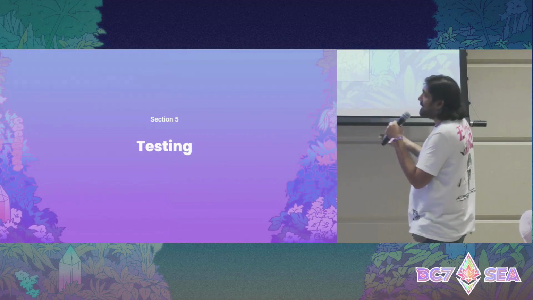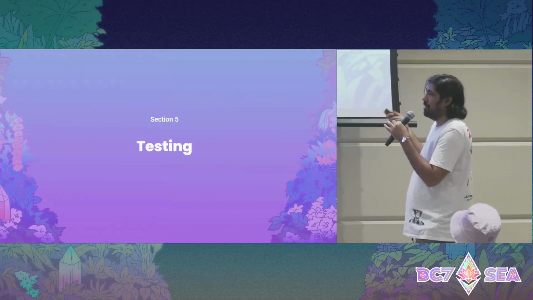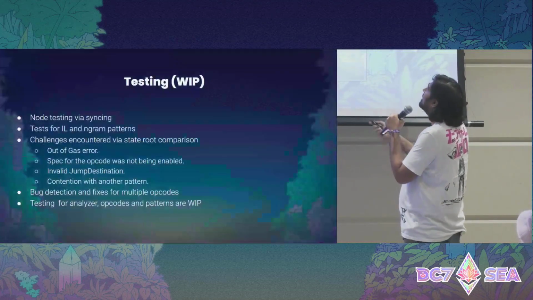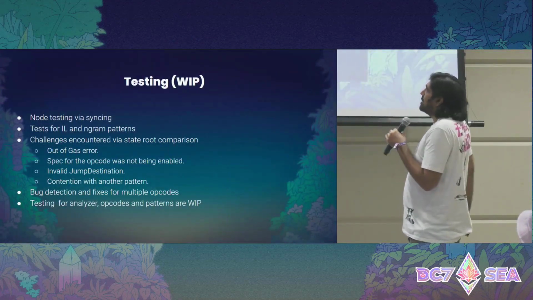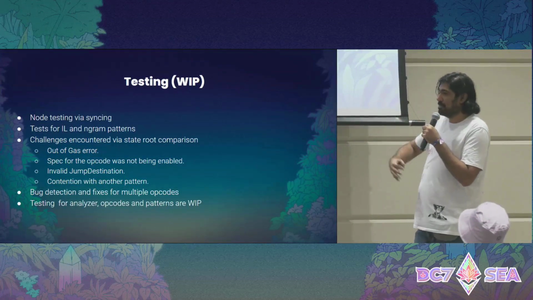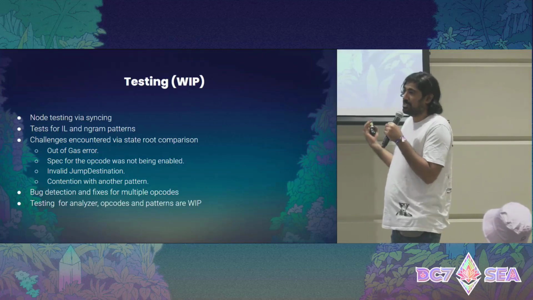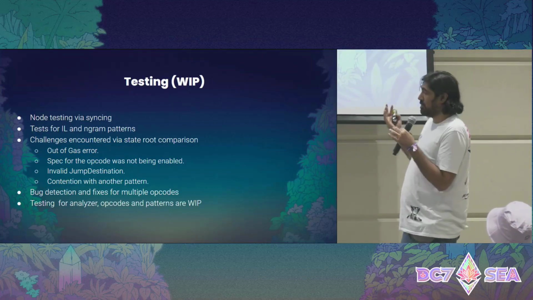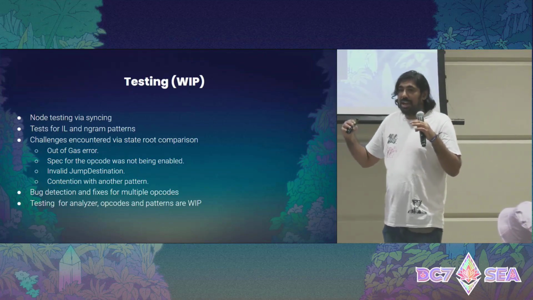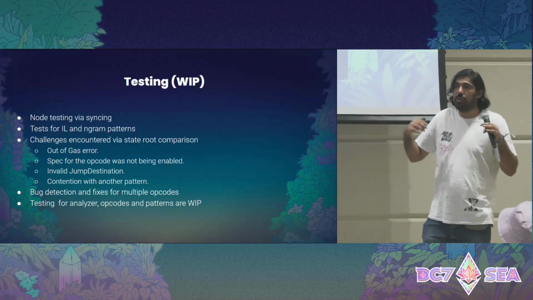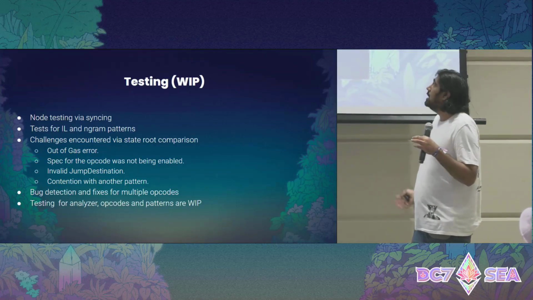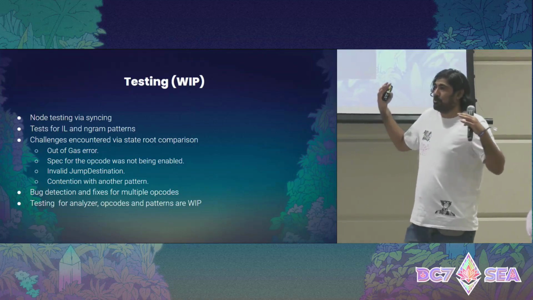The last was testing. That was just started a week back, so it's still very much a work in progress. This involved testing IL, testing the pattern implementations, and also the IL implementations. The way we were doing this was basically we have two chains: an enhanced chain where we enable the IL-EVM and a normal chain where we don't, and then we compare the state root.